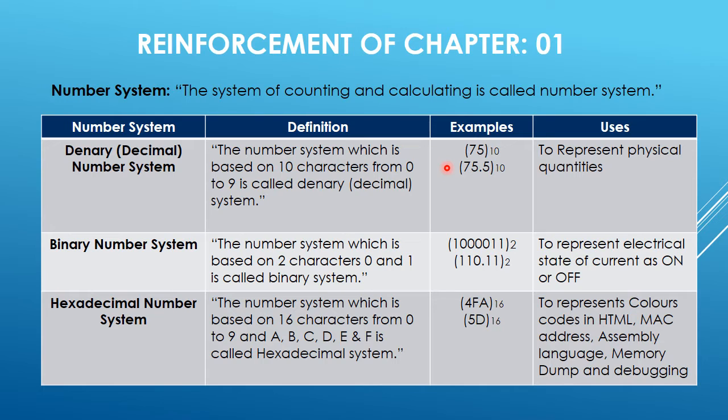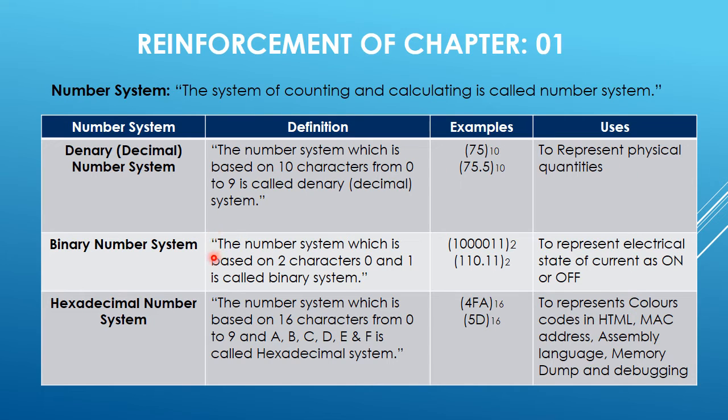75.5 with base 10 is also a denary number. Minus 75.5 is also considered a denary or decimal number system. Decimal number systems are used to represent various sorts of physical quantities, for example, current, weight, temperature, etc.